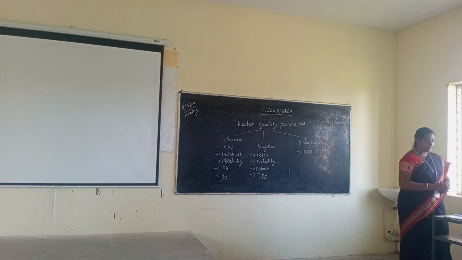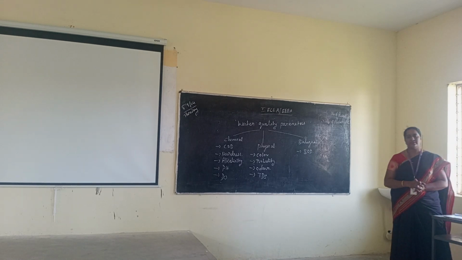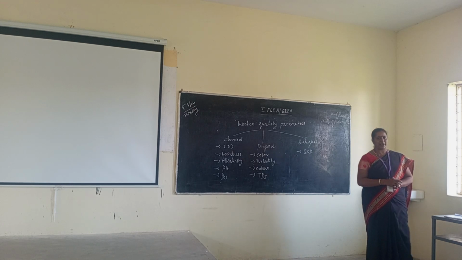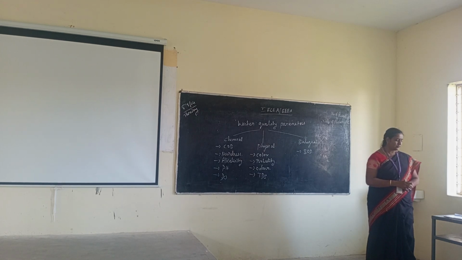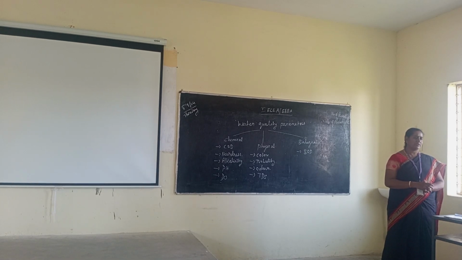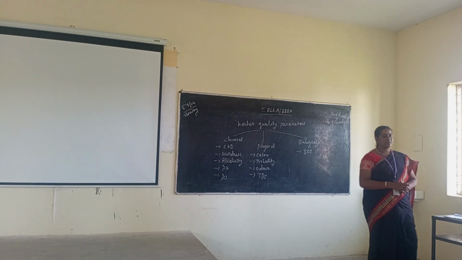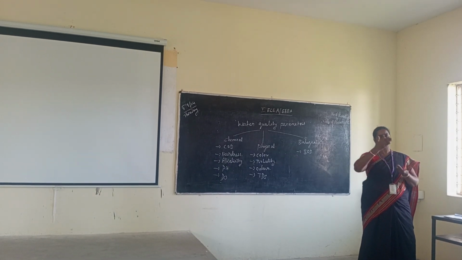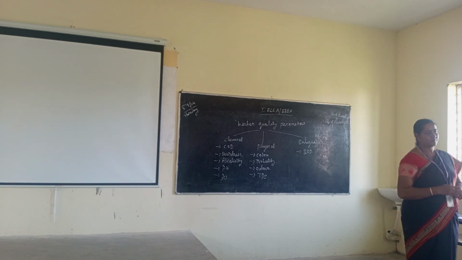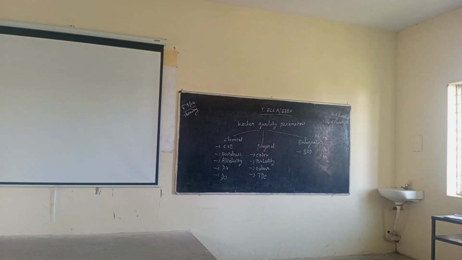Turbidity can be removed by sedimentation, followed by coagulation and filtration. Sedimentation, then what to do after that? Coagulation, and after that filtration. Sedimentation followed by coagulation and filtration.